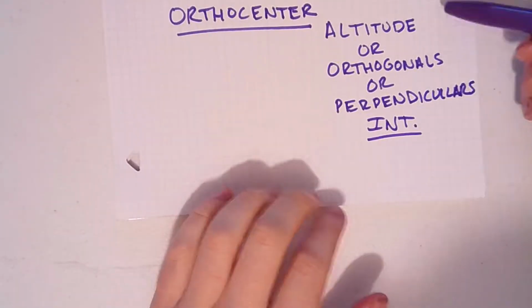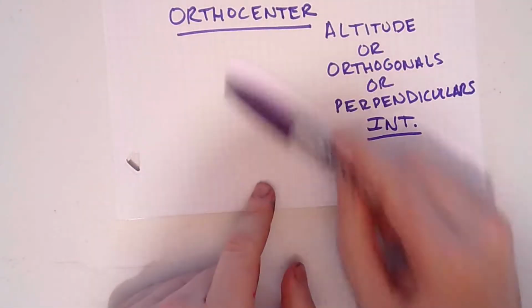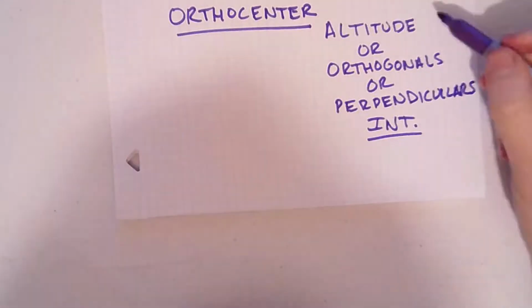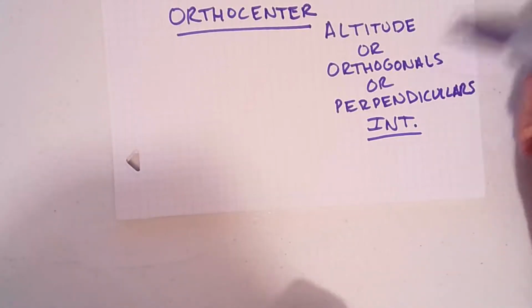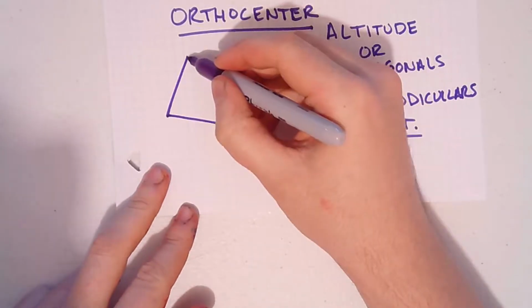Now, it might be helpful to think of the altitude, because I always forget these start from the vertex and drop down to make a 90-degree angle with the opposite side, making them different than another one we're going to talk about later. And that's what altitudes are. It's the height of the triangle. But orthogonal and perpendicular give you a hint that it has to be a 90-degree angle. So I will draw something like this.